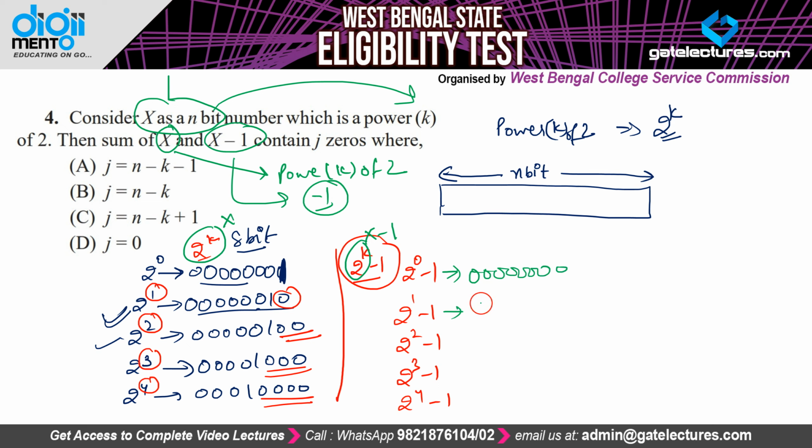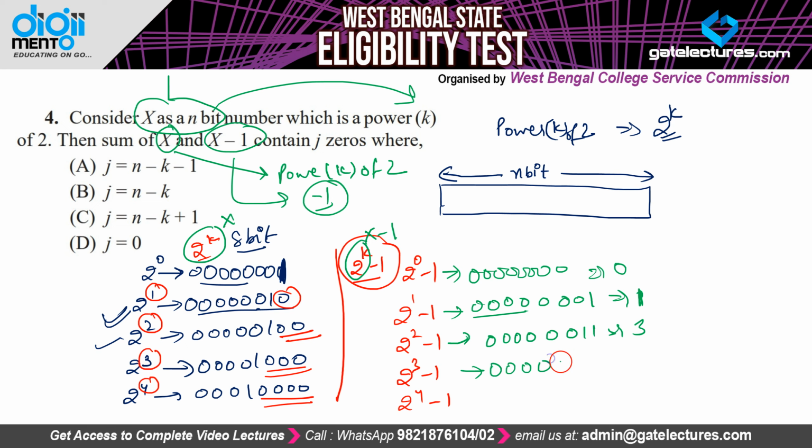Okay, 2 raised to power 1 minus 1 is 1, so we have these many zeros, and like this, correct? 2 raised to power 2 minus 1 means we have 1 2 3 4 bits, and we have 0 0 1 1, which is representing number 3. This is representing number 1, and this is representing number 0. 2 raised to power 3 minus 1 is 7, which is 0 0 0 0 0 1 1 1. 2 raised to power 4 minus 1 is 0 0 0 0 1 1 1 1.